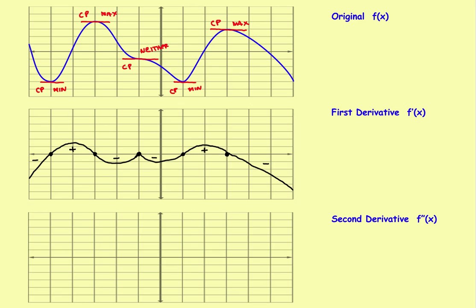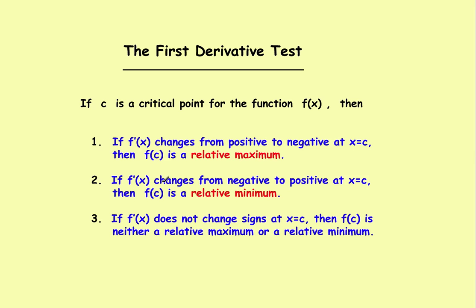Then let's look at the next possibility. The next one says this: if the first derivative changes from negative to positive at a critical point, then you have a relative minimum. So let's look at that.